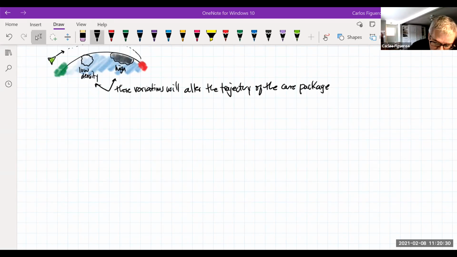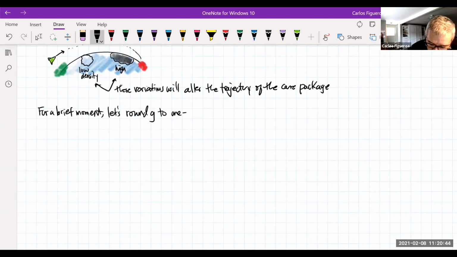So for a brief moment, let's round G to 1 sig fig. So that means 9.81 becomes 10 meters per second every 1 second. Okay?